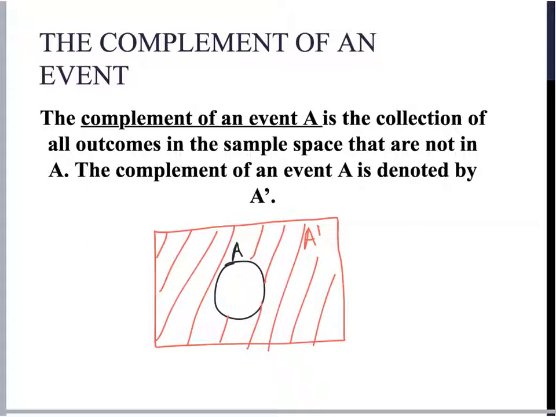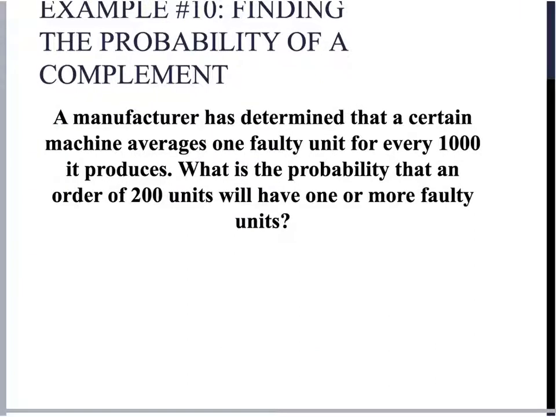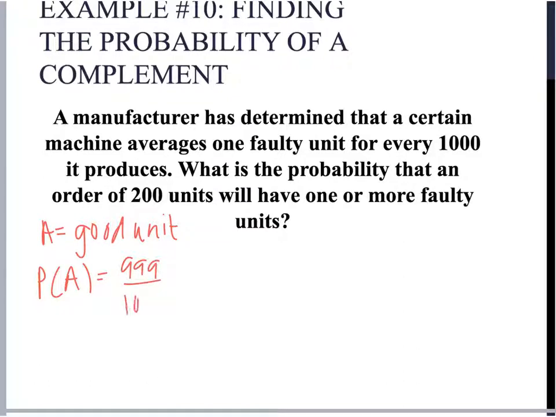So here's our last problem. It says a manufacturer has determined that a certain machine averages 1 faulty unit for every 1,000 it produces. What is the probability that an order of 200 units will have 1 or more faulty units? So the first thing we want to talk about is that A should be a good unit. Okay, so the probability of A actually occurring. Remember, they said that there is one faulty one for every 1,000. So it must mean that there are 999 good ones for every 1,000.